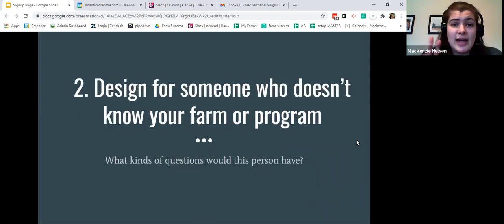Number two, designing and thinking about this entire page from the perspective of someone who doesn't know about your farmer program. So thinking through those questions that person would have and implementing those into the share descriptions, into the size descriptions, into the FAQs or in your sign up banner.